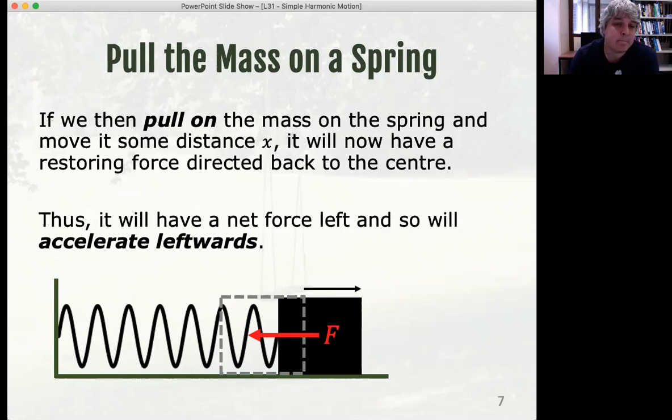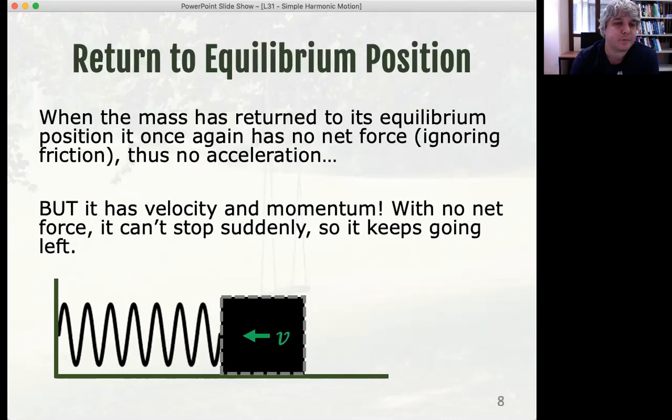proportional to that displacement that we gave it. That means as soon as we let that block go, if we pull it out, we stretch it out, and then we let it go, it will start accelerating back towards its equilibrium position. So that force is always going to be towards the equilibrium position, and that means it will accelerate. As it starts to move, the force decreases, but it's still in the same direction. So the acceleration will decrease, but it'll still be accelerating in that same direction. So it will just constantly accelerate until it reaches that equilibrium position.